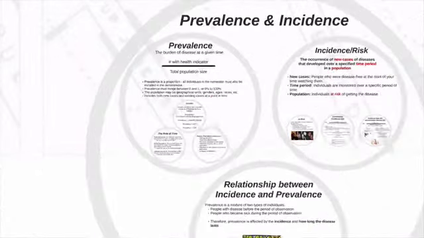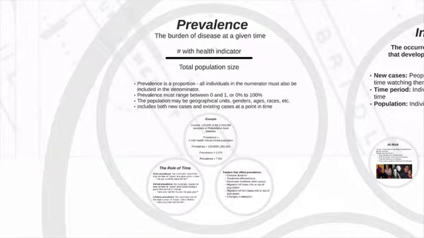The first measure that we're going to discuss is prevalence, and the formal definition of this is the burden of disease at a given time. Basically, it's a proportion. At this moment, what proportion of people in our population have our health indicator? So you can see the definition right here. Our numerator is the number of people with the health indicator. Remember, that can mean the number of people with disease, the number of people with a health outcome, however you define it. And then our denominator is our total population size.